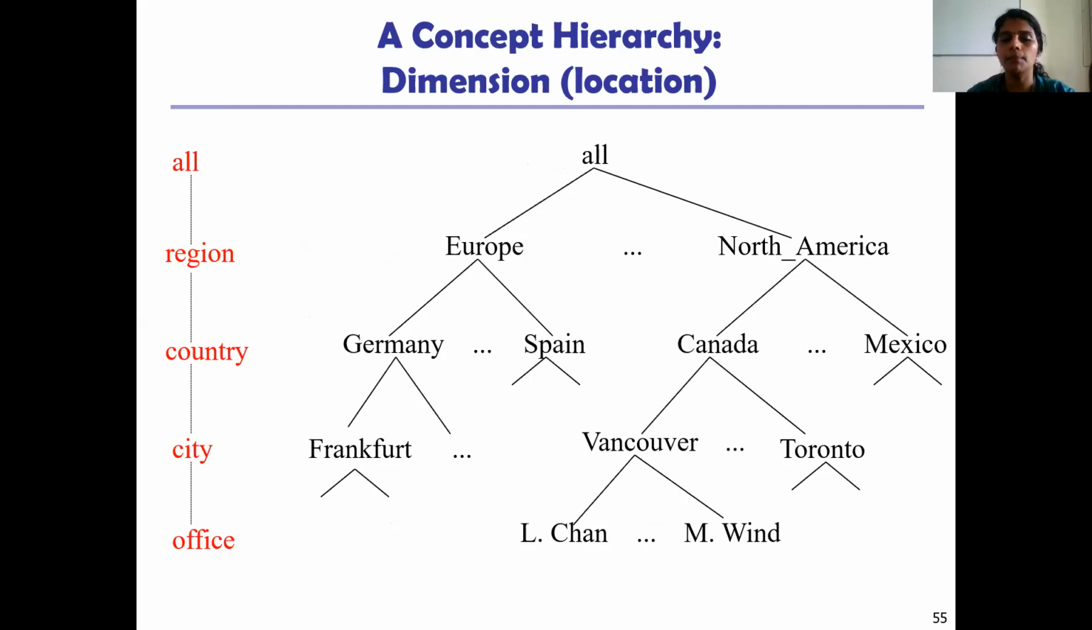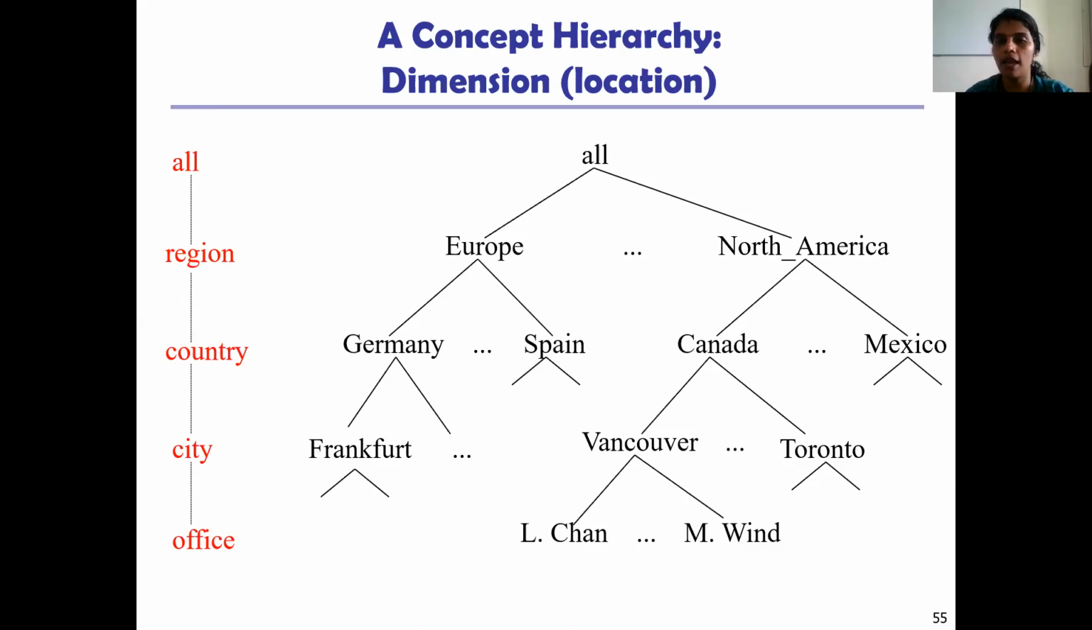Such a hierarchy is implicitly defined in the schema itself. We need not artificially define it. When I say location, you can imagine how the location can be defined. Either in terms of a region, or a country, or a city, or an office, right? So you can define it at any level of the hierarchy, either at a very low level or as a more generalized version. So that is a concept hierarchy, and this example is implicit in the schema itself.